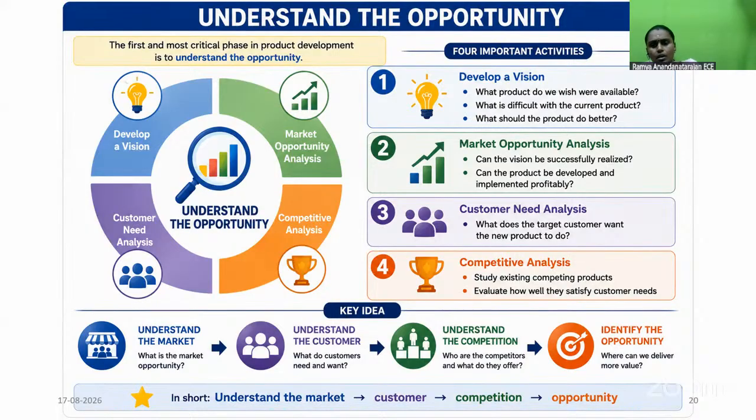For example, what we design might be available in the market already. If you want to make a phone, it might be available already. So there are competitors present. You have to study them to make a better product. Evaluate how they satisfy the customer needs. So the four steps are understand the market, understand the customer, understand the competition, and then identify the opportunity.